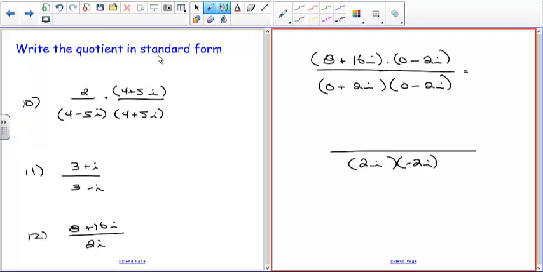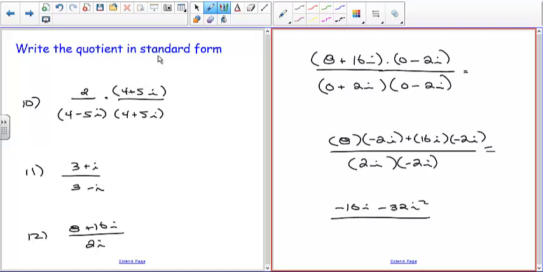In the numerator, we're going to have 8 times 0, which is 0, 16i times 0, which is 0. Then we're going to have 8 times negative 2i. And we're going to have 16i times negative 2i. So we get two terms, because this 0 gives you just a 0 result. Okay, so then we have 8 times negative 2i, so it's negative 16i. We'll have 16 times negative 2, which is negative 32i squared. I times i is i squared.